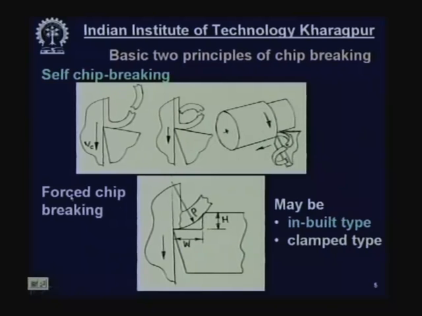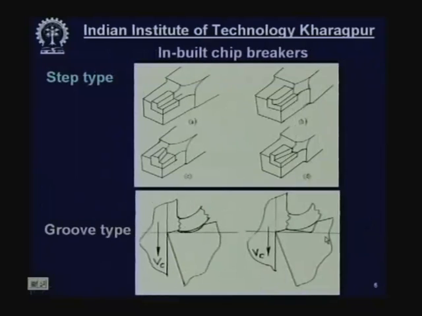Now, this heel of forced chip breaking can be attained in two ways: one may be inbuilt type or clamp type. Inbuilt type means the cutting tool is a single piece and a groove is cut into it. So, this is a part of the tool, and the form of this groove allows breaking. And in a clamp type, the upper part is made as a separate piece. The cutting tool is flat, and the upper part, which will function as an obstruction or heel, will be a separate piece that will clamp to the base tool. This is called clamp type. Now, inbuilt chip breakers. Inbuilt chip breakers may be step type.